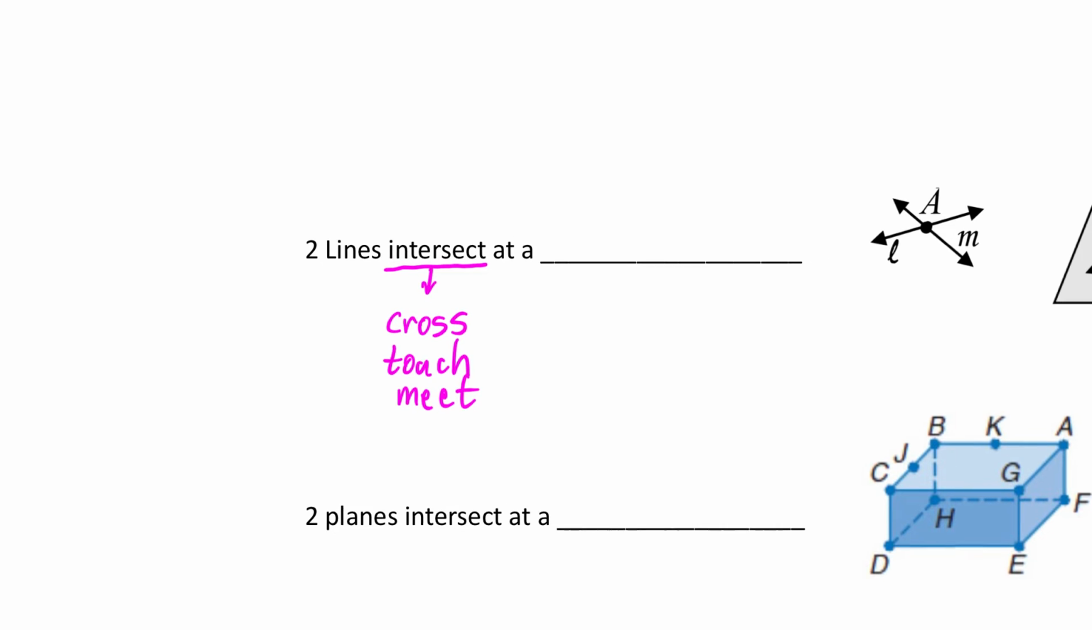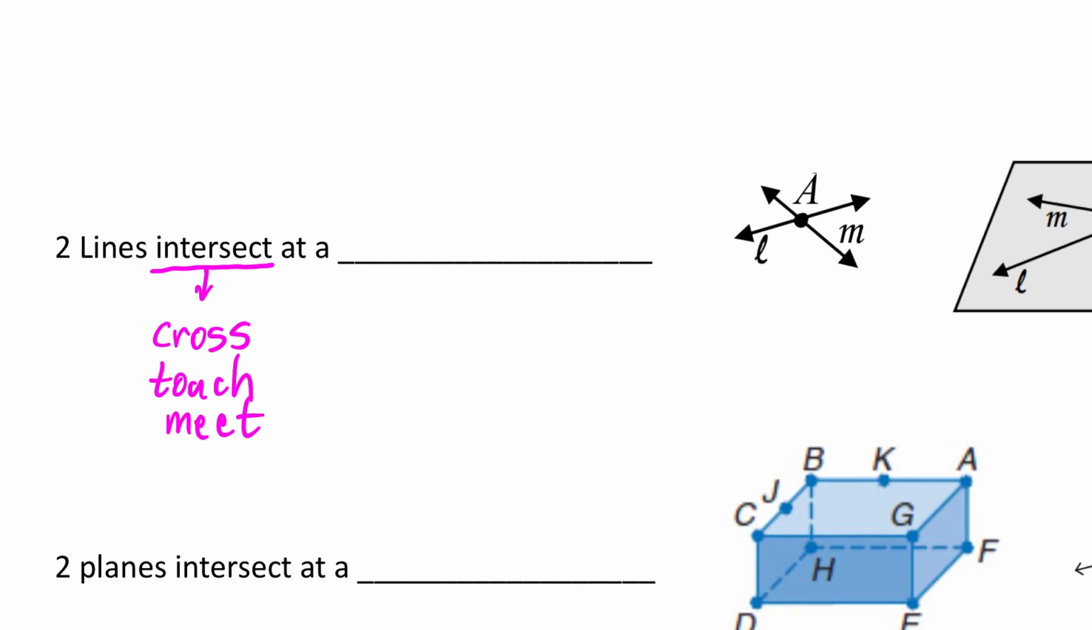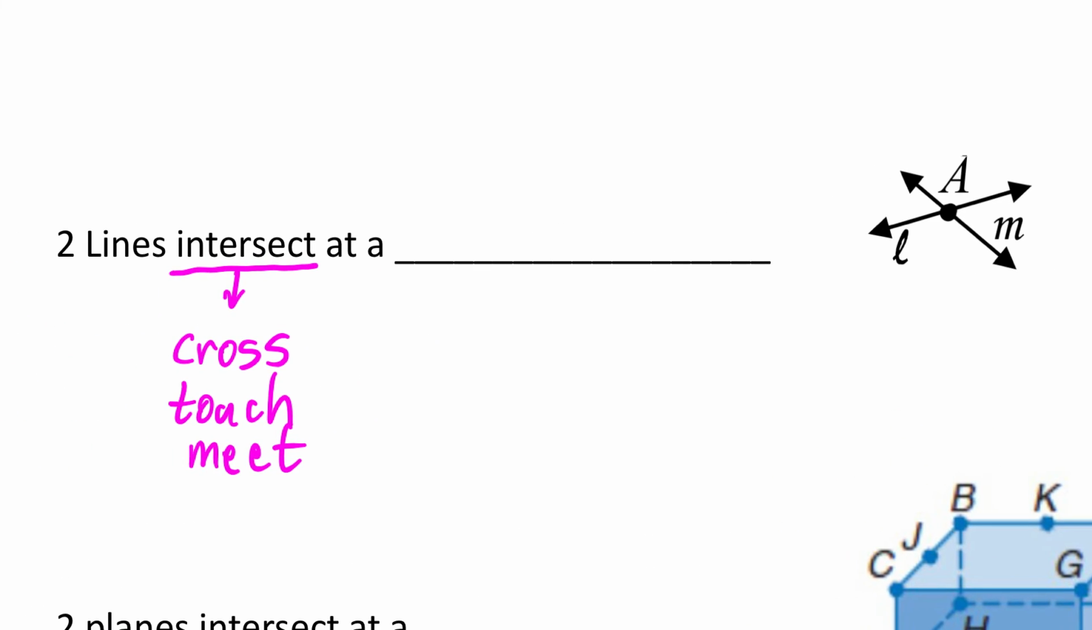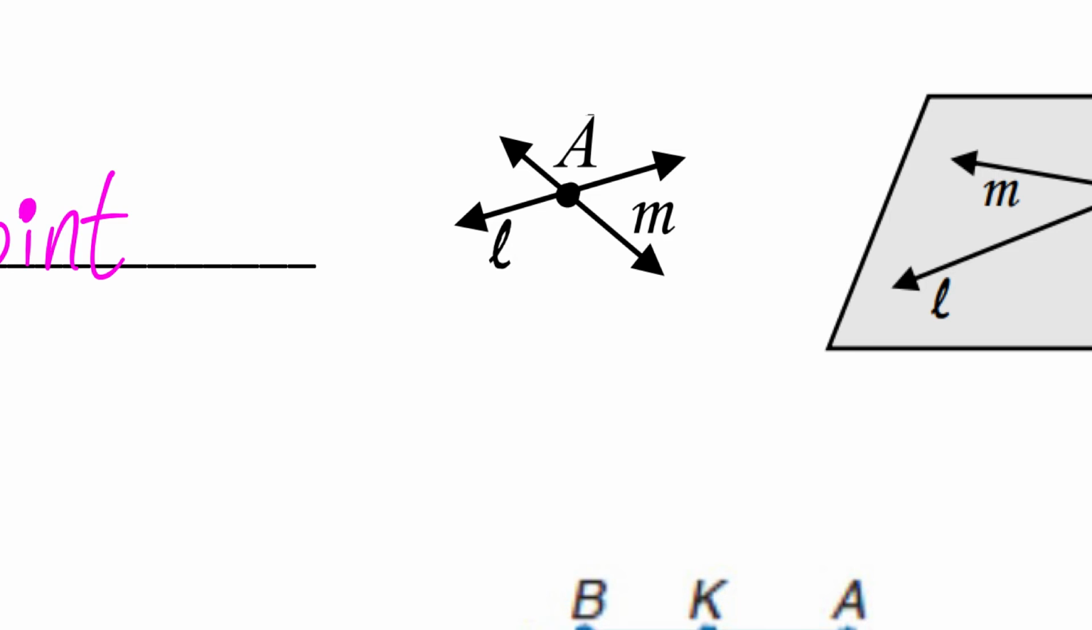So when you have two lines that intersect, two lines that run across each other, what is there where they meet? A point. Exactly, a point. So when two lines intersect, where they cross, touch, or meet, there's a point where that happens. On this one, where do lines L and M meet? At point A. That's where those two lines are crossing each other.